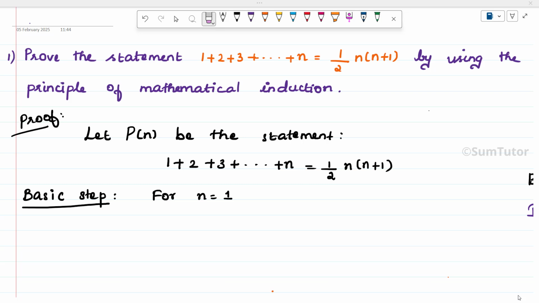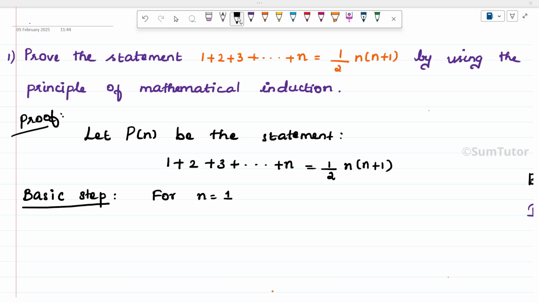Hi students, the question is: prove the statement 1 + 2 + 3 + ... + n = 1/2 × n(n+1) by using the principle of mathematical induction. So here we have to prove this statement by using the principle of mathematical induction. Before proving it, we have to know how we will prove it.